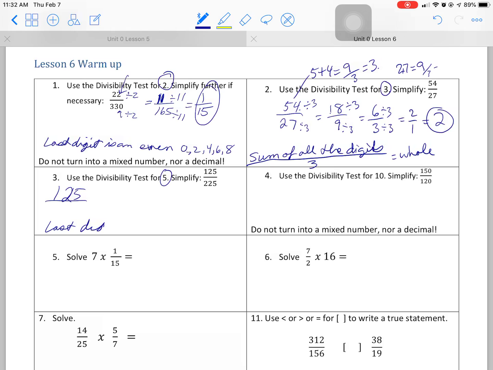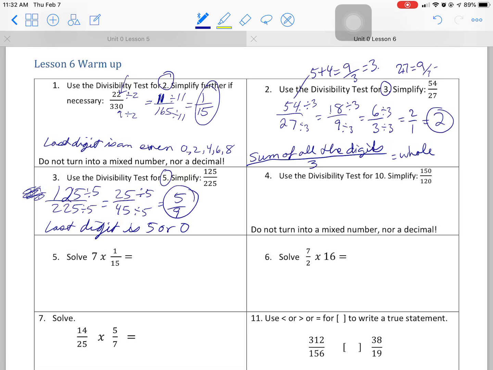Last digit is 5 or 0. So 125 ends in a 5. That's divisible by 5. Bottom number ends in a 5. It's divisible by 5. So put that in your calculator, and you're going to get 25 over 45. Well, those numbers still end in a 5. Do it again. So that's 5 over 9. Some people knew to try to divide these numbers by 25, and they would have got there in one step. But you can get there just knowing 2, 3, and 5.